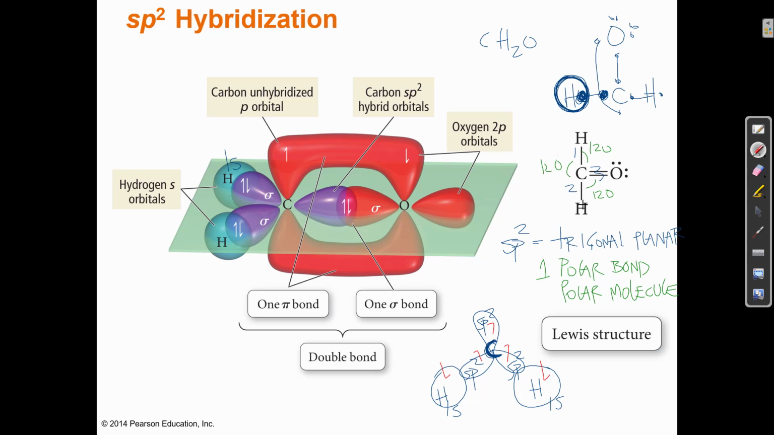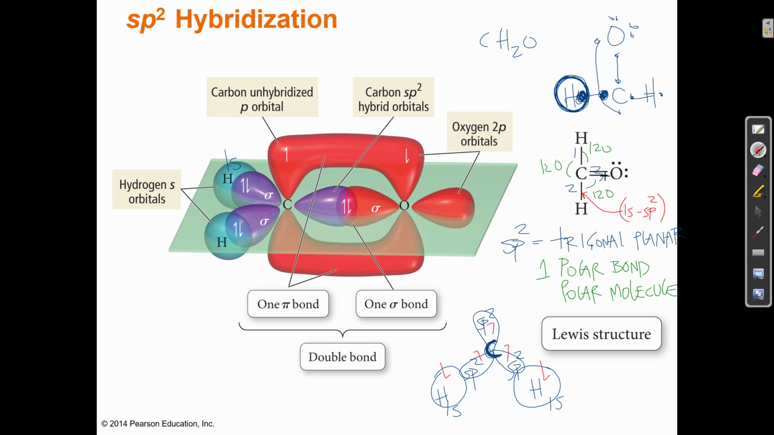So now I can go one step further on my Lewis structure. Now I know all this stuff about it. I know the angles, I know whether it's polar, I know the geometry, and now I can go one step further with what I'm learning in this chapter, and I can say this bond is a 1s sp2 bond, because the hydrogen's bringing a 1s and the carbon's bringing an sp2 electron. So this bond right here is a 1s sp2 bond.